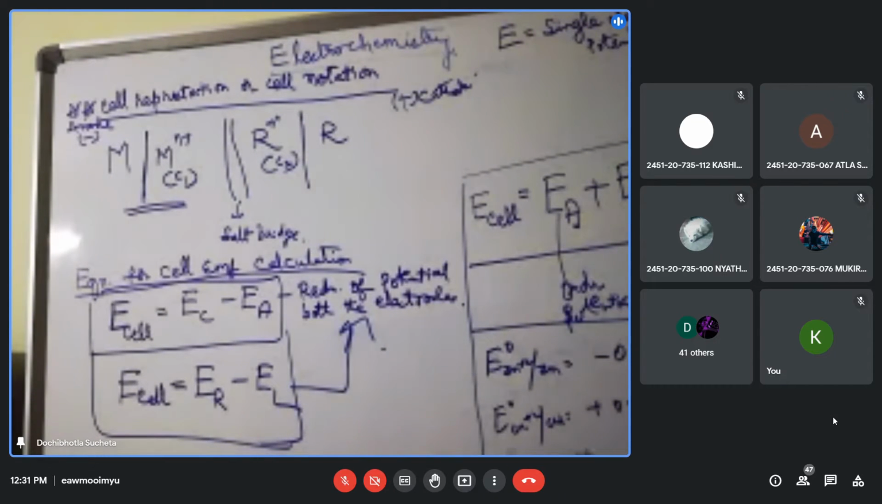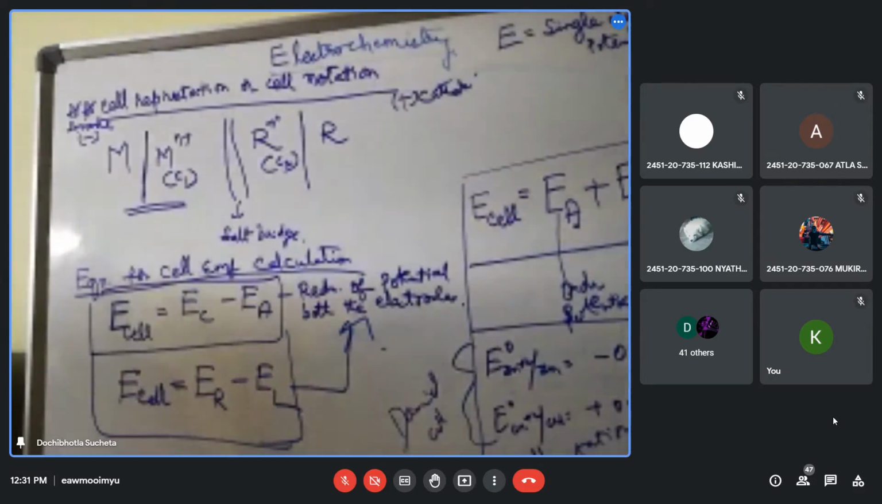What you need to write? This is given. What you need to do? This combination is nothing but a Daniel cell. You need to write the cell notation and you should calculate E naught cell, because both are under standard conditions. I'll give you 1 or 2 minutes. Please go ahead. Easy.